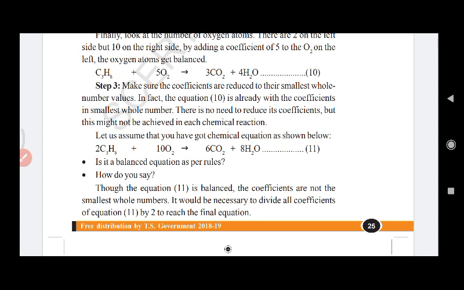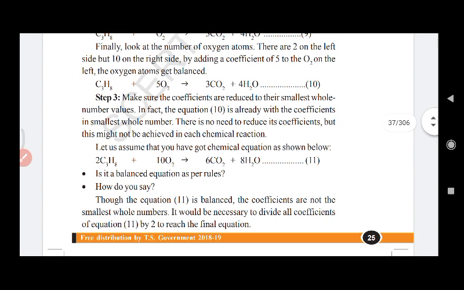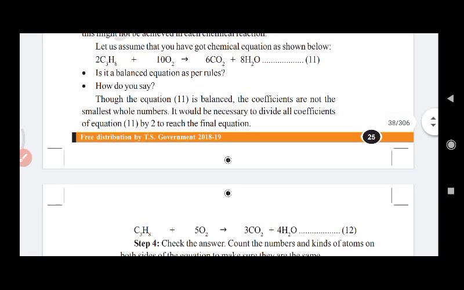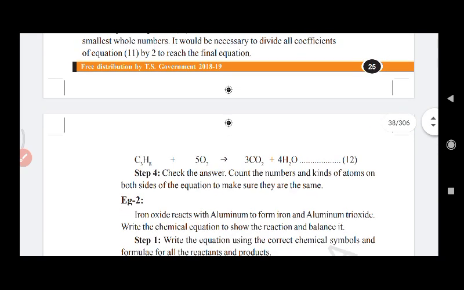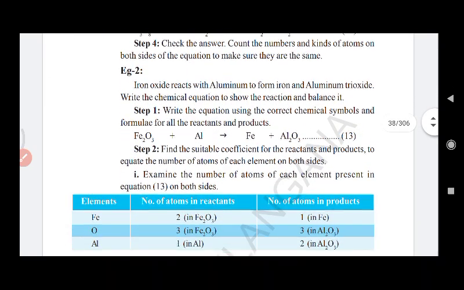Okay, 2 1s are 2, 5s are 5, 3s are 3, 4s are 4. Like this we can reduce it to a simple whole number ratio. But here, the above chemical equation has no need to be reduced into a simple whole number ratio, no need to reduce its coefficients. Okay, so at last, in step 4, we have to check the atoms of each element.